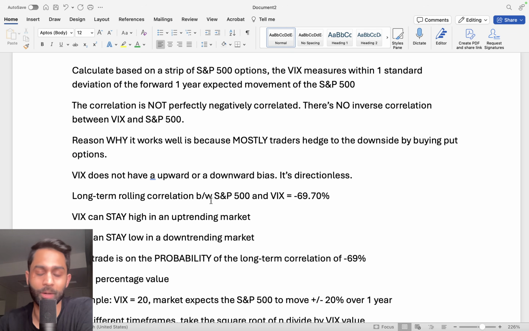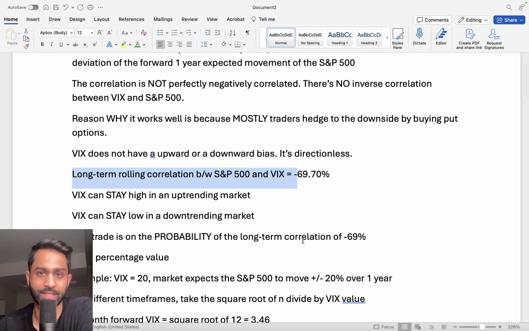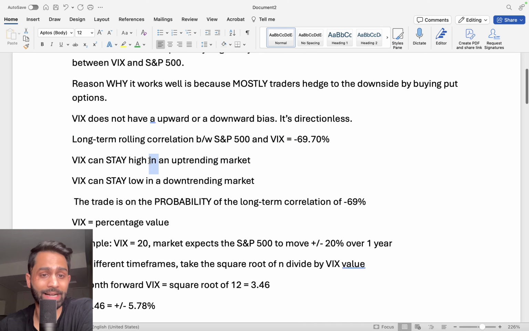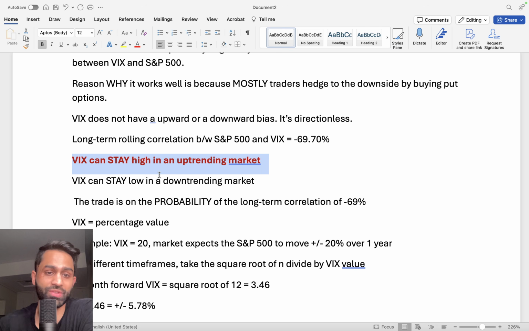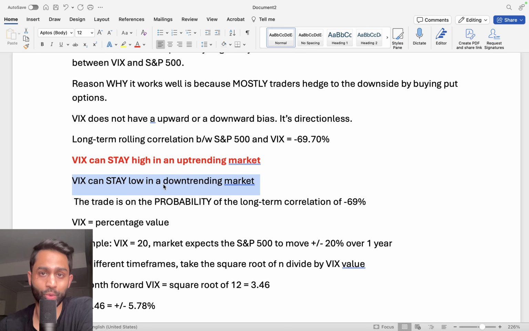When we are looking at that options strip for the S&P 500, there always seems to be a bit of an imbalance between put options and call options, thereby representing the negative correlation between S&P 500 and volatility. Now, a few more things that I want to really highlight here is that the VIX can stay high in an uptrending market. Many times in the past, we've seen S&P 500 continue to go up despite volatility being a little bit more elevated.